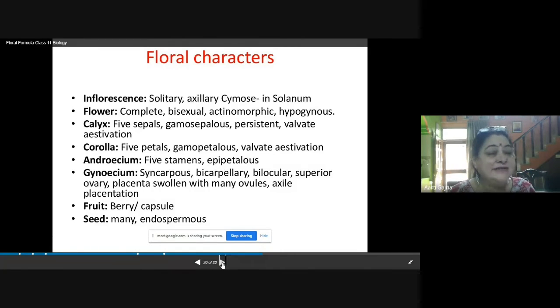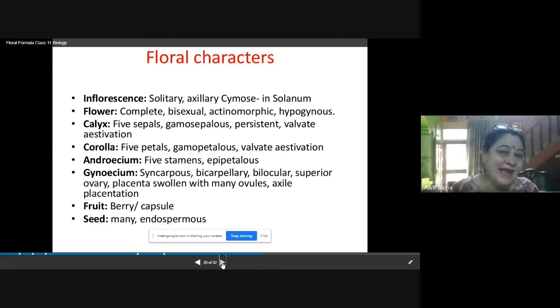Then the flower is complete. Okay, what do you mean by complete flower? A complete flower means the flower which has all four whorls in it. If any whorl is missing, then we will call it an incomplete flower. So here the flower is complete, bisexual, actinomorphic, hypogynous, calyx is 5 sepals. So 5 sepals, now for 5 sepals we will write the number 5.